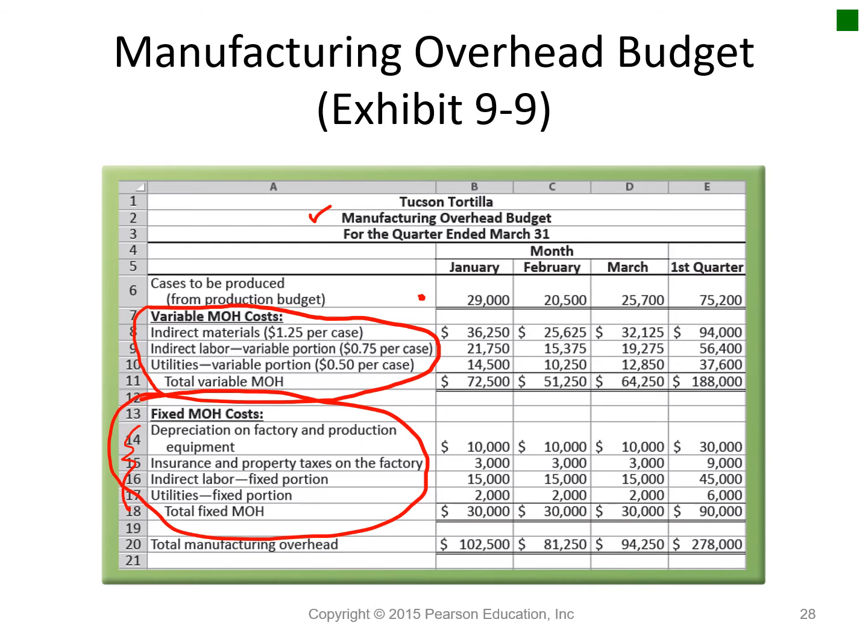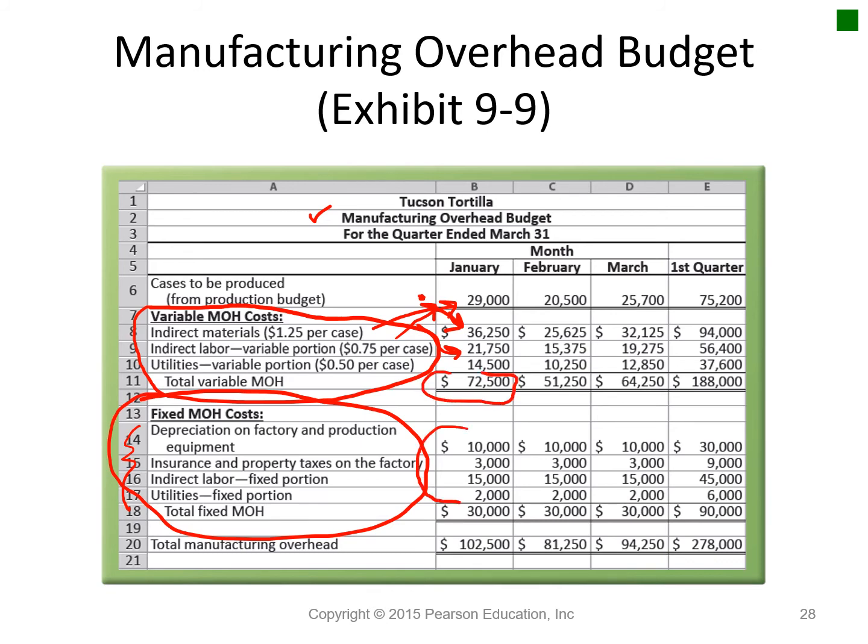You have indirect materials, $1.25 per case. So what you'd have to do is multiply $1.25 times 29,000. That would give you the 36,250. For indirect labor, if it's 75 cents per case, again, multiply by 29,000. That's going to give you the 20,750 and so forth. So with your variable costs, you'll have to multiply by your production units, and that's going to give you your total variable. So for the month of January, it would have been 72.5.